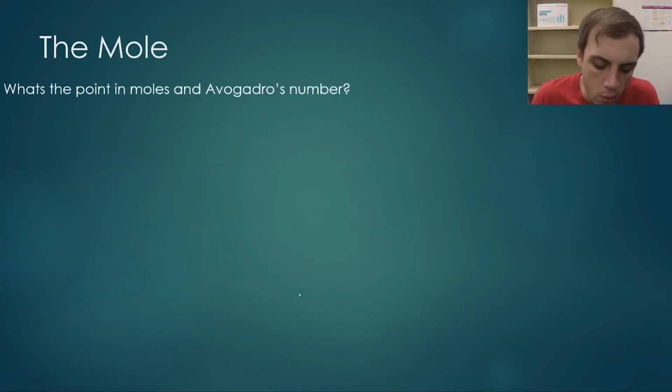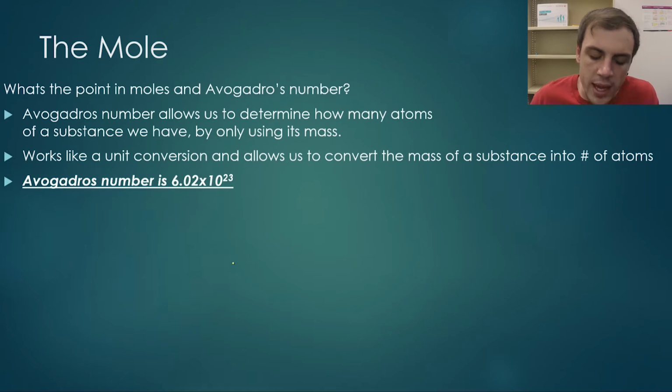So again, what's the point of moles and Avogadro's number? Why do we care? Why do we want to use them? The answer is that Avogadro's number, 6.02 times 10 to the power of 23, is a bit of a translator. It helps us to convert moles to number of atoms. That's really important. If a question states you have X amount of moles of a particular substance, how many atoms do you have? You use Avogadro's number to convert between them.